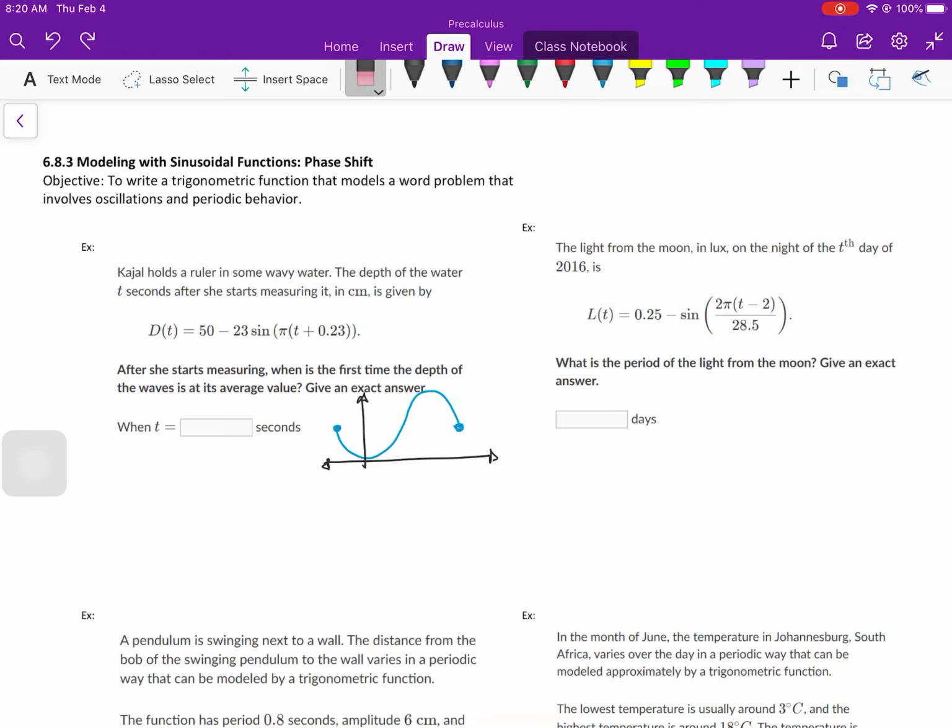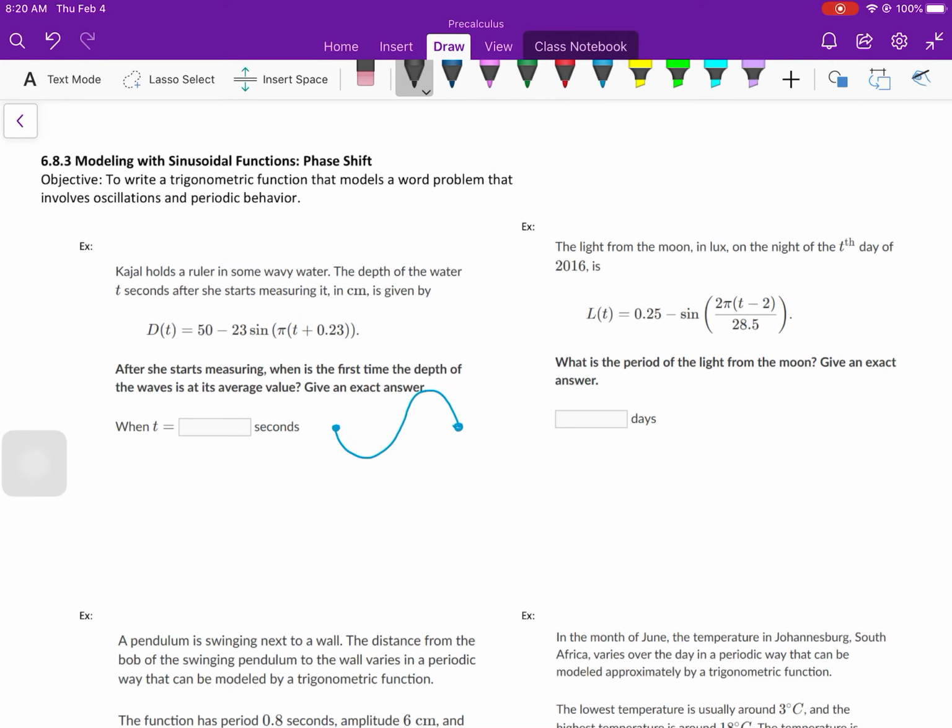Actually, I should draw this a little bit lower. Let me just redraw my coordinate plane, just so we can get an image here. So right here's where she'll start measuring. It may not be right on the minimum, but basically on the y-axis, wherever it's at, she starts measuring. We want to know when do we get to that midline again, because after she starts measuring, when's the first time the depth of the waves is at its average value?